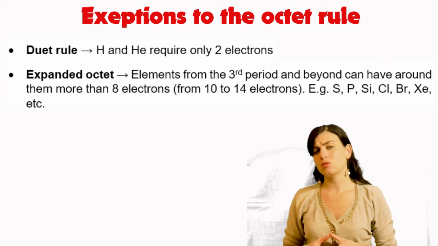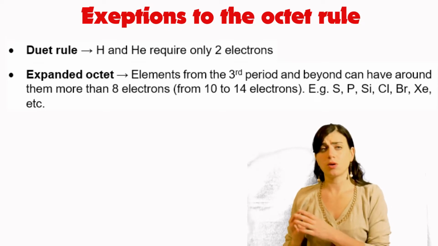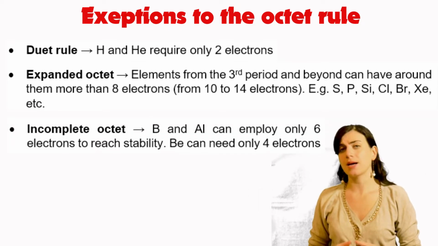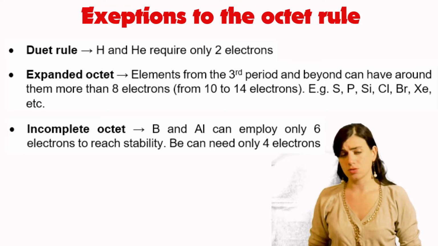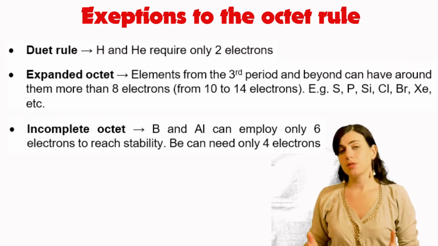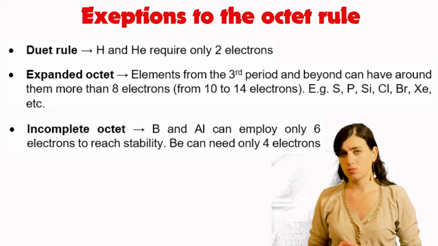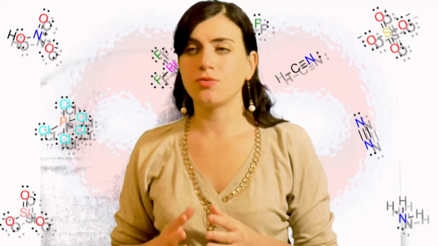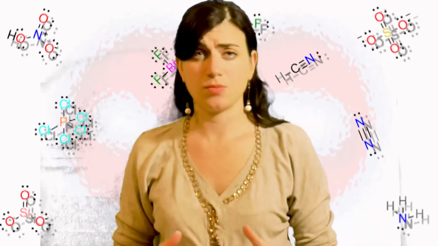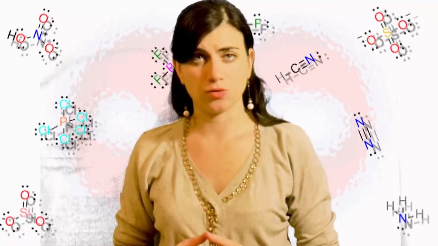On the other hand, there are also elements which will have the so-called incomplete octet. For example, elements like boron and aluminium need only 6 electrons to reach stability. The same is true for beryllium, which needs only 4 electrons to reach stability. The octet rule is also not valid for transition metal elements, because these elements are not even considered for the Lewis model. We need a more advanced method.